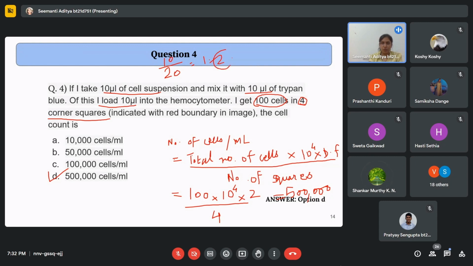Dilution factor has to be 2, not 1:2. Dilution is 1:2. Dilution factor is 2. 1:1 means, madam? 1:1 dilution is not really a dilution. Basically, dilution means you have to add some amount of water.